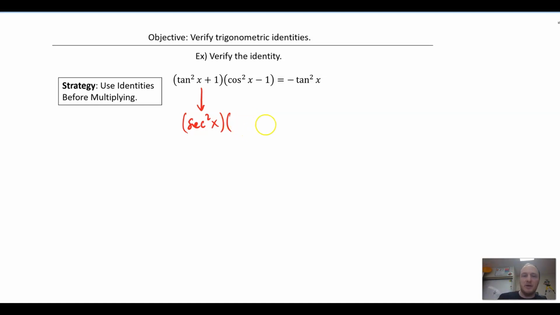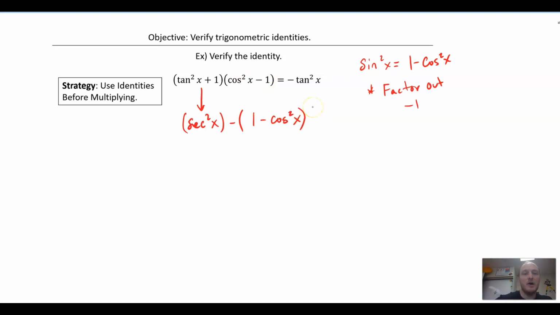This one here, I'm going to pull something funny on you. I have cosine squared x minus 1. Now, if I wanted to use the Pythagorean identity, sine squared x is equal to 1 minus cosine squared x. So in order to get it to look like this, I'm going to factor out a negative 1. I'm going to take out a negative, and it changes the sign. The 1 now becomes positive, and my cosine squared becomes negative.